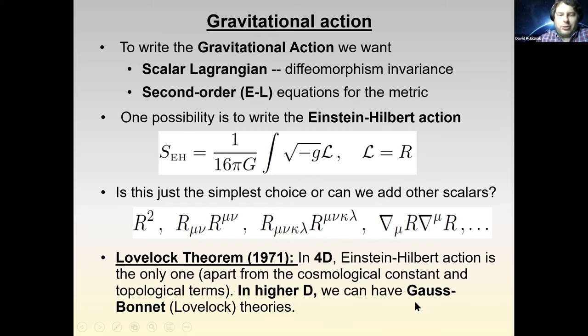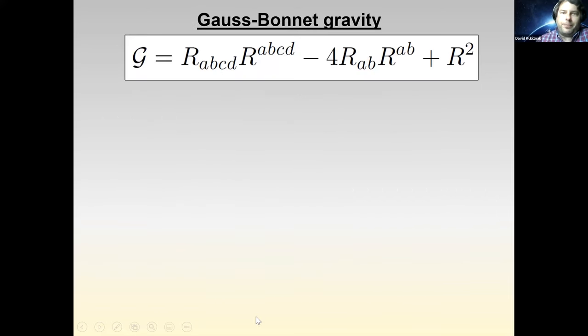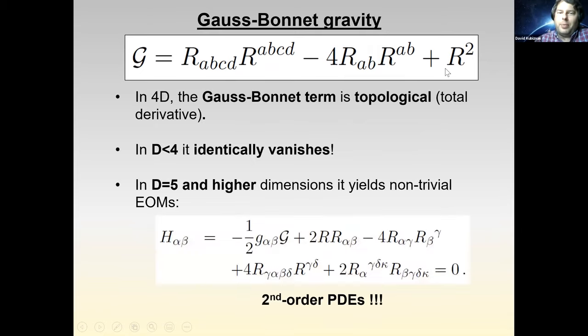This leads to Gauss-Bonnet gravity, or more generally to Lovelock gravity. So what is Gauss-Bonnet gravity? I just add the following invariant, where you see there's a Riemann squared, a Ricci squared and the Ricci scalar squared, but the coefficients in front of the terms are fine-tuned. So I have 1, minus 4, and plus 1. If you fine-tune them, then you actually get second-order equations of motion.